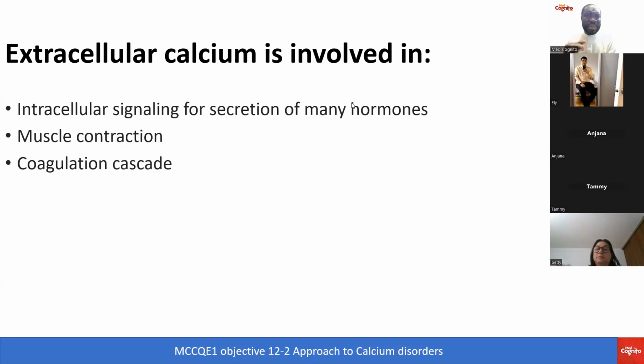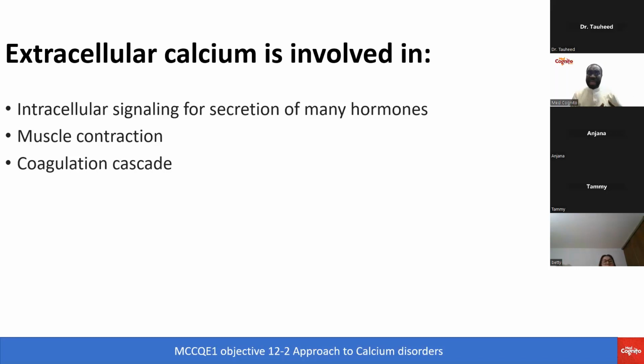So let's start with hypocalcemia. Now, extracellular calcium, that is calcium outside the cell, is involved in various things. For example, in signaling and secretion of hormones. Number two, it is also involved in muscle contraction. And number three, it is also involved in the coagulation cascade. So even with the way the MCC objective was stated, that I have to know the cause and the complications, if I'm dealing with a patient who has hypocalcemia, what I'm going to make sure of is how will the muscle react if there is hypocalcemia? Will there be any bleeding abnormalities? And which hormones are affected?